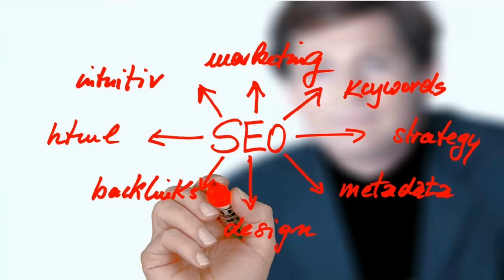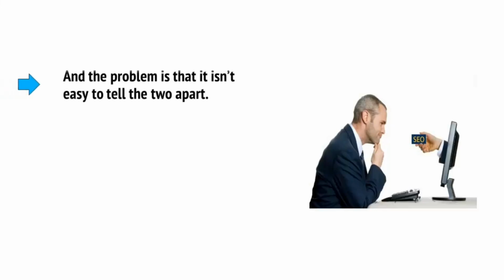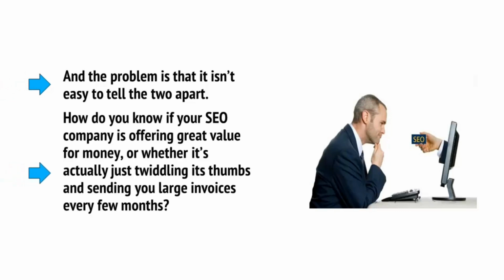These are the companies that didn't get the memo when Google changed. They're the companies that still insist on keyword stuffing and link spam. Worse still are the companies that knowingly don't do anything and just take your money. And the problem is that it isn't easy to tell the two apart. How do you know if your SEO company is offering great value for money or whether it's actually just twiddling its thumbs and sending you large invoices every few months?